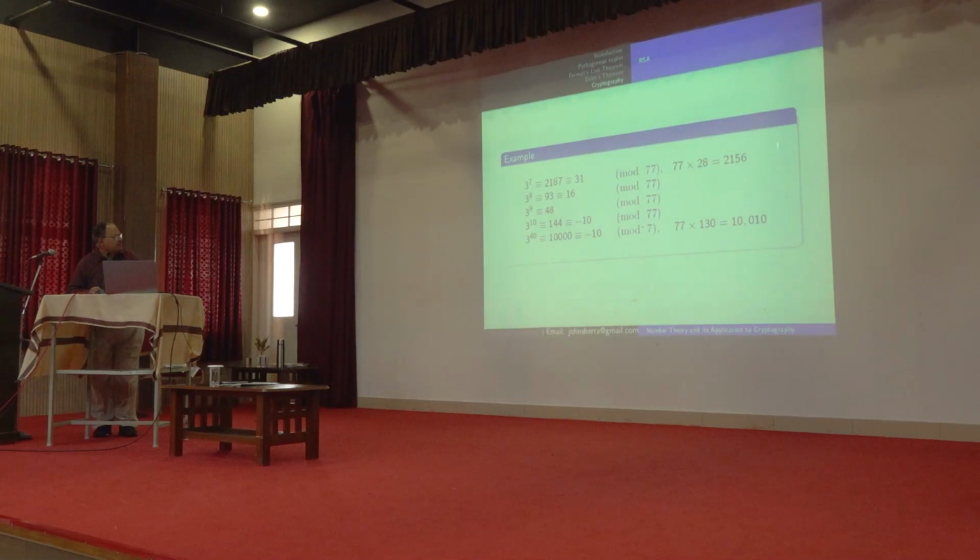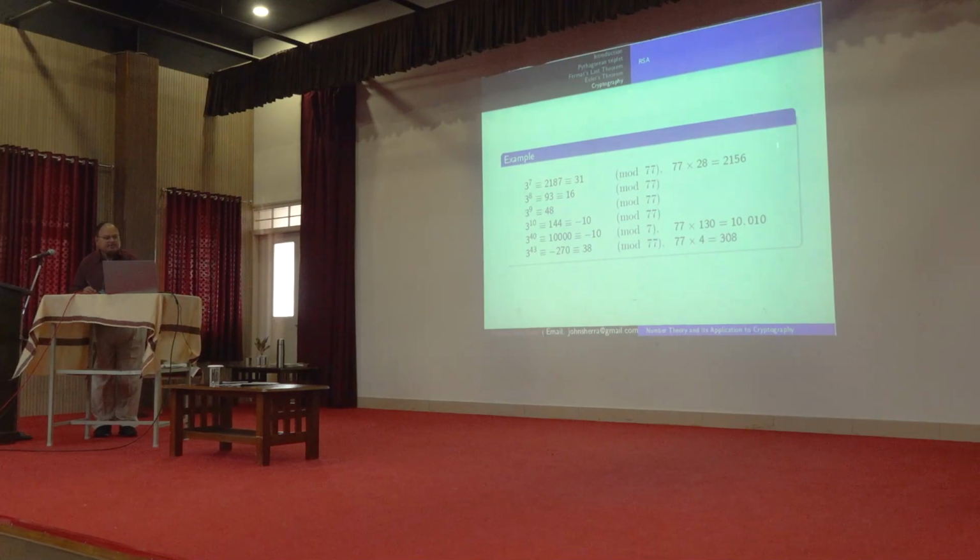It's not mod 7, mod 77. All right? Because 77 multiplied by 130 becomes 10,010. So, it is minus 10. And then 3 to the power of 43 is 38. So, that's how you get 38. And you are sending that 38.